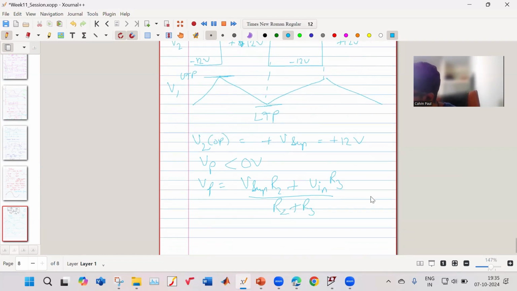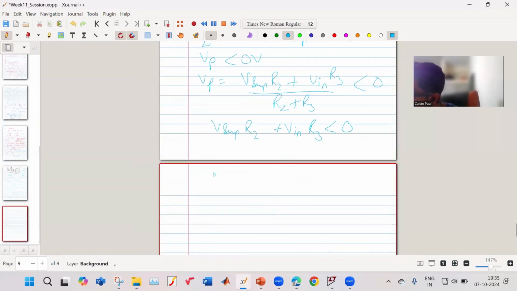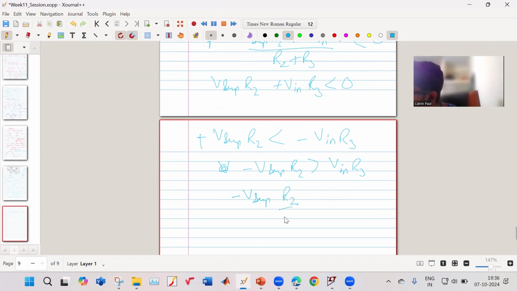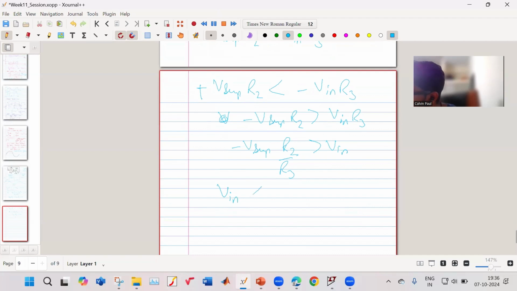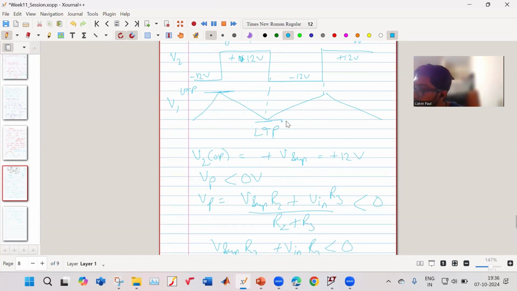So now your VP should become less than 0 volt, right? That means your V supply into R2 plus V in into R3 should be less than 0. That means V supply into R2 is less than minus V in into R3. So minus V supply into R2 should be greater than V in into R3. So minus V supply into R2 by R3 is greater than V in. So when your V in becomes less than minus V supply into R2 by R3, then it changes. So this is known as your lower trigger point.